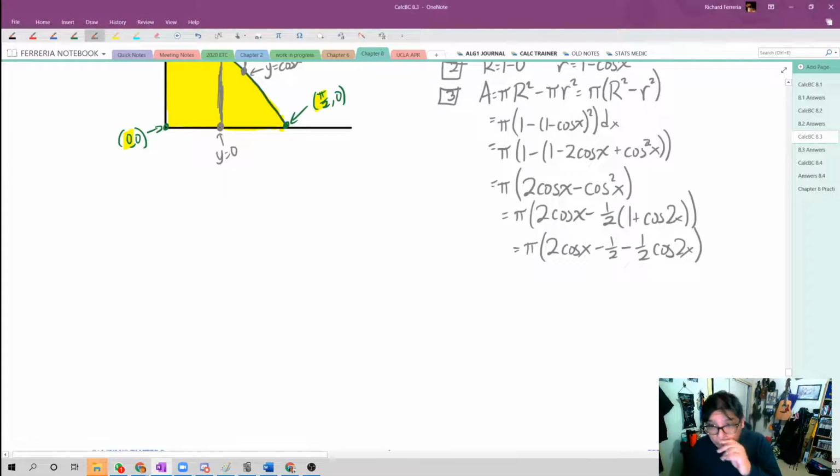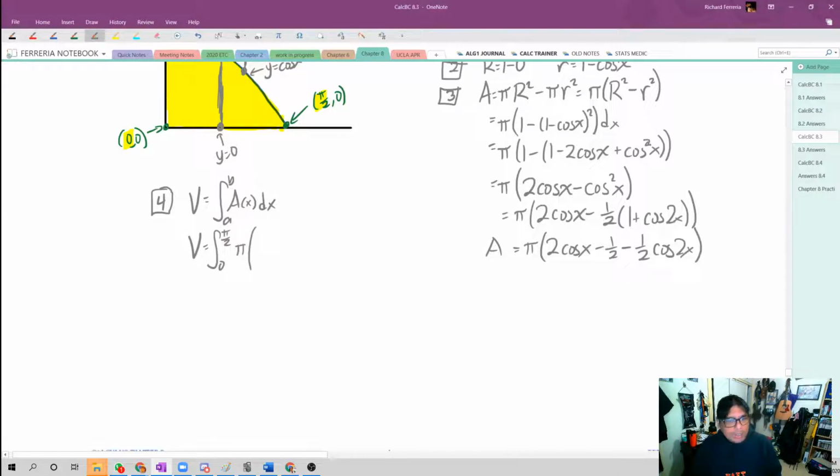So that's going to be my area formula, which takes me to step 4, which is the integration. So for the integration, we say the volume is equal to the integral of the area formula from a to b. And my a was 0 and my b was pi over 2. My area formula is pi times (2 cosine x minus 1/2 cosine 2x minus 1/2) dx.